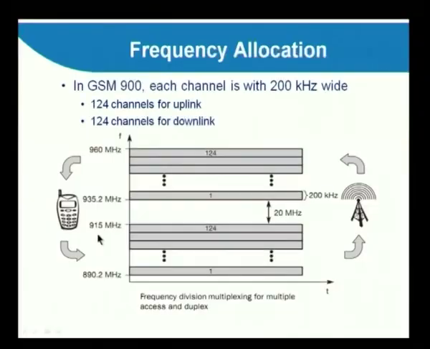Now, we can discuss more about the GSM 900 frequency allocation. In GSM 900, 124 channels are allocated for the downlink as well as 124 channels for the uplink. Individual channels have a capacity of 200 kHz. A 20 MHz space is provided. Actually, this is the space provided in the frequency spectrum between the uplink and downlink of the GSM 900 standard.